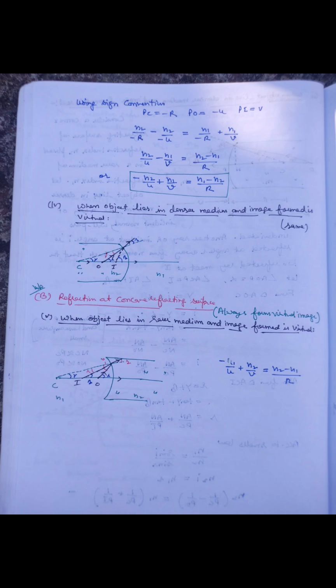If the object lies in the rarer medium, then the relation comes: minus n1 upon u plus n2 upon v is equal to n2 minus n1 upon r. And if the object lies in the denser medium, then the relation is obtained by interchanging n1 and n2, where n1 is the absolute refractive index of the rarer medium and n2 is the absolute refractive index of the denser medium.